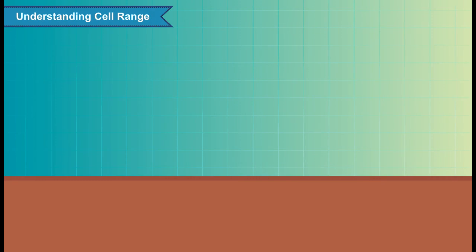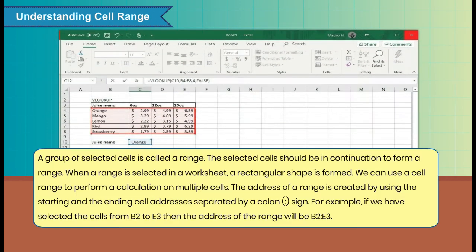Understanding cell range. A group of selected cells is called a range. The selected cells should be in continuation to form a range. When a range is selected in a worksheet, a rectangular shape is formed. We can use a cell range to perform a calculation on multiple cells.